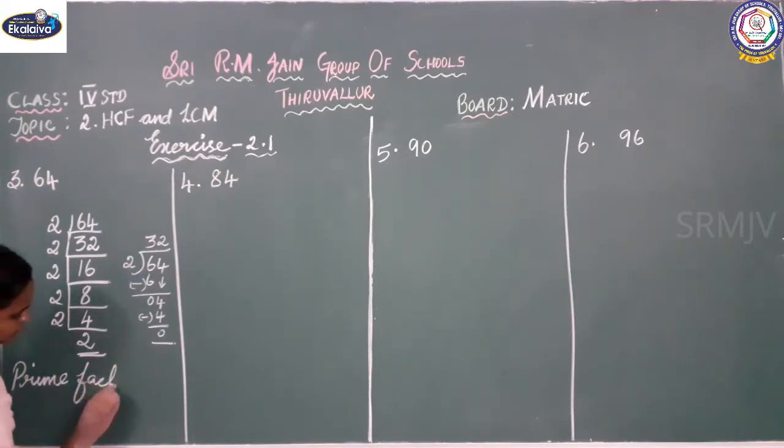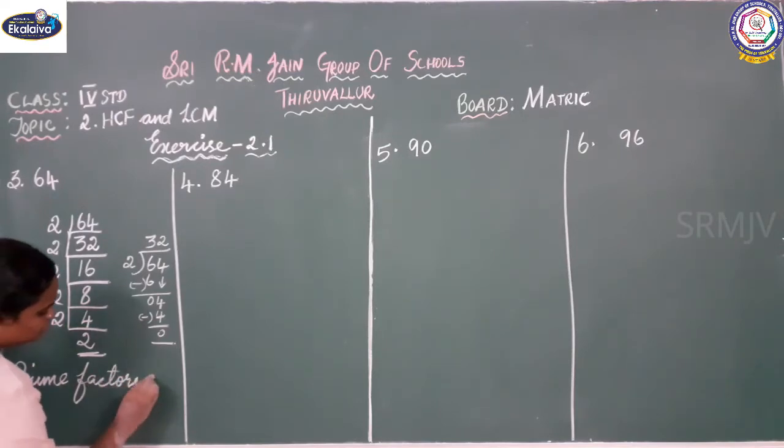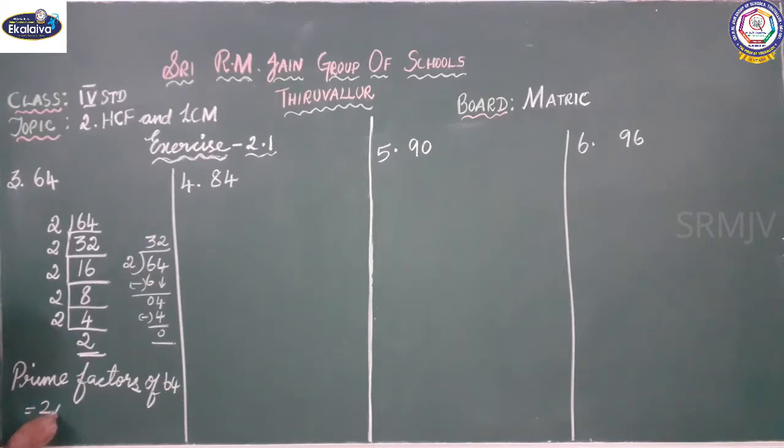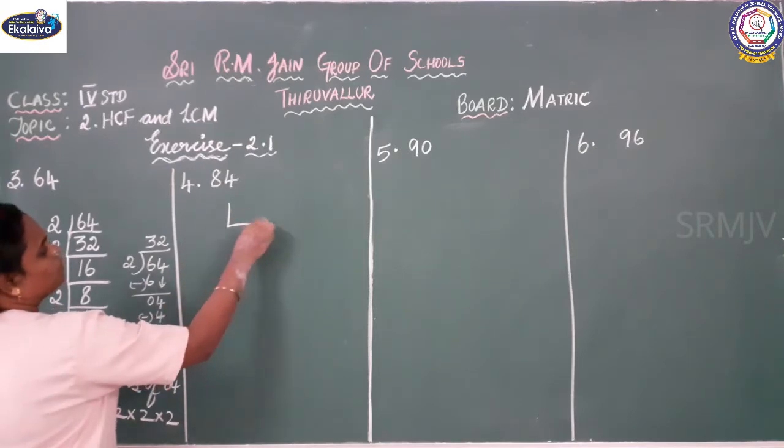So what are the prime factors of 64? The prime factors of 64 equal 2 into 2 into, see, listen children, 2 2s are 4, 4 2s are 8, 8 2s are 16, 16 2s are 32, 32 2s are 64. Next one, 84.